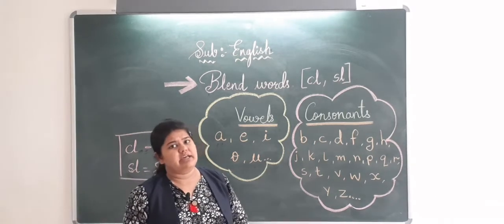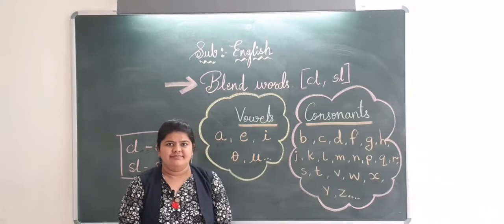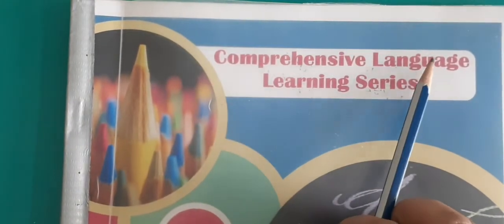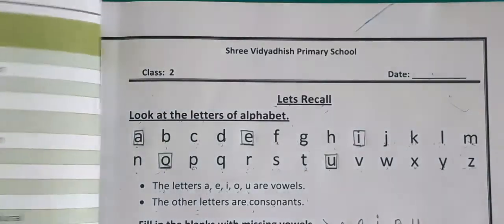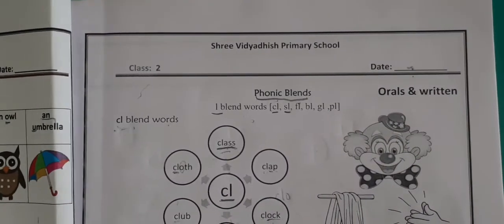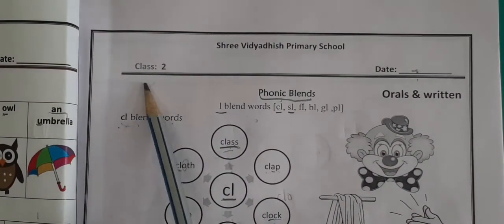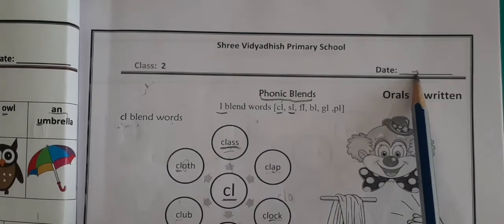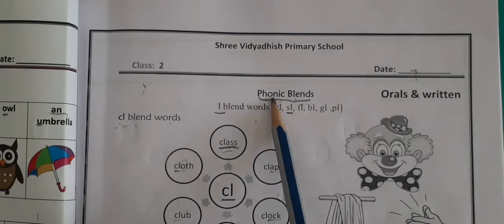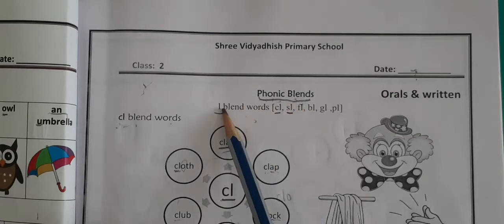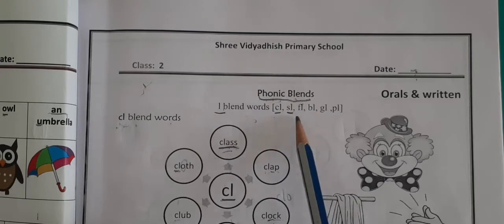So, let's start from the book. Dear students, now open your Comprehensive Language Learning Series, page number 3. Class 2, you have to write the date here. Today we are going to learn phonic blends, L blend words, CL and SL.